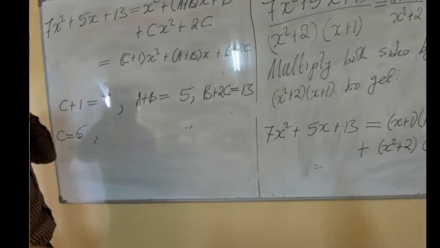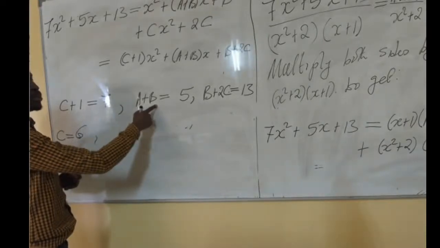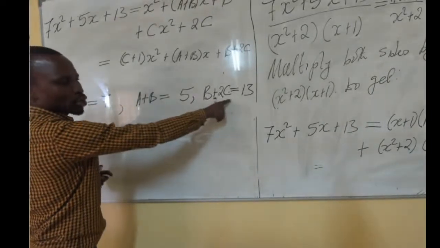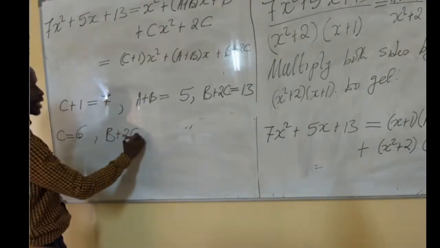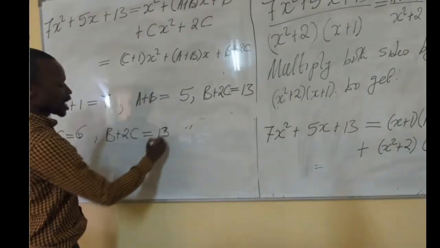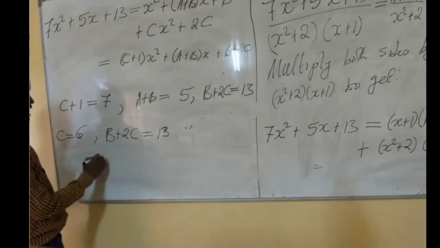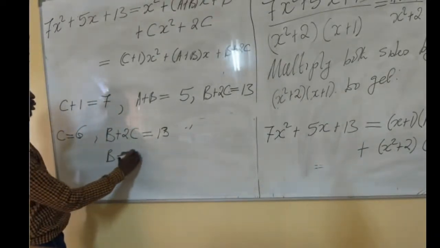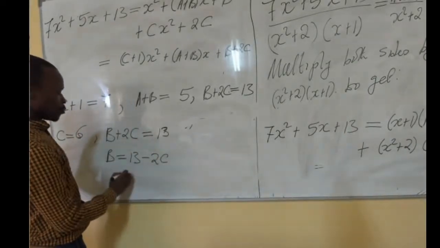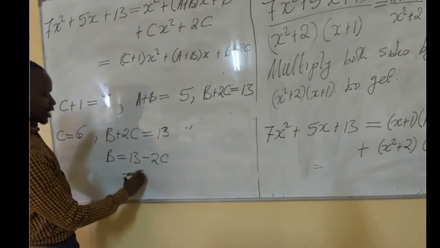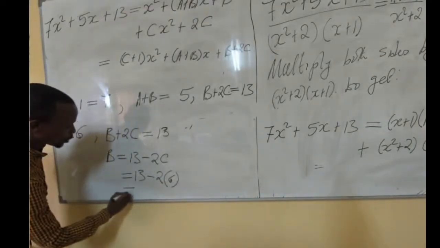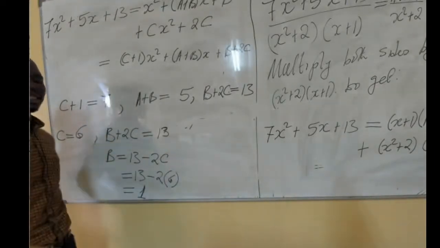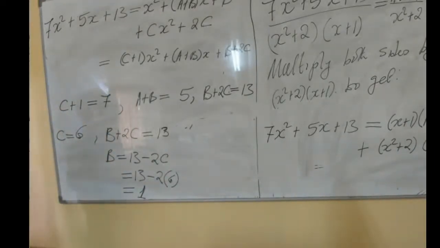From A plus, now, before we find A, we need to get B from the constant coefficients which are equated together. So, from B plus 2C, which is equal to 13, we want to get B. Here we can find that B is equal to 13 minus 2C, from which we get 13 minus 2 times our C, which is 6. 2 times 6 is 12, so we have 13 minus 12, which gives us 1.